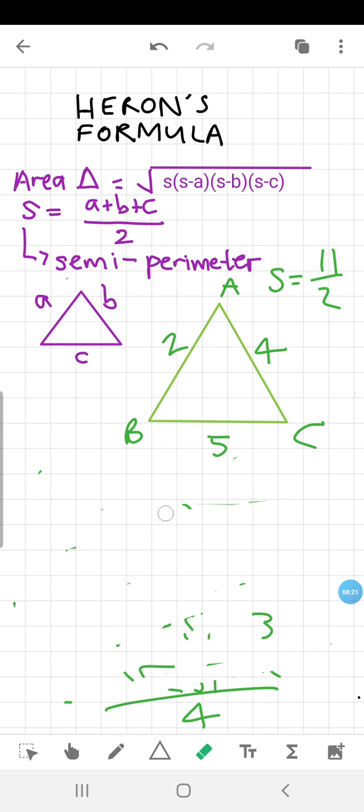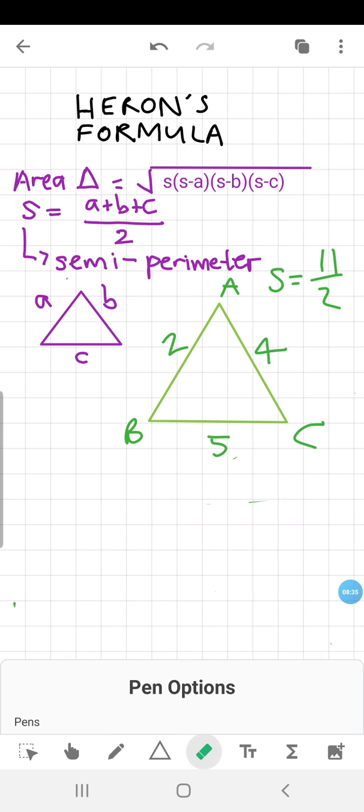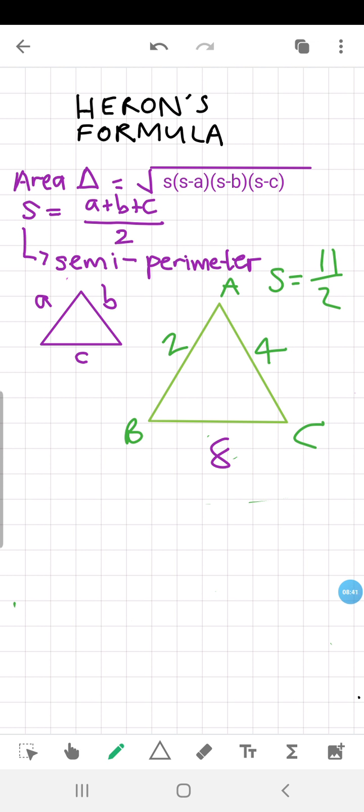Okay, now I need to explain what problems you will encounter with Heron's formula. So if one of the sides had been bigger than the semi-perimeter, let's make this 8, right? So the semi-perimeter will be 8 plus 4 plus 2, which is 14, divided by 2 is 7. So semi-perimeter is 7, right? Now, when you put this in your formula, for S minus BC, which is this, you'd have 7 minus 8, which is going to give you a -1.